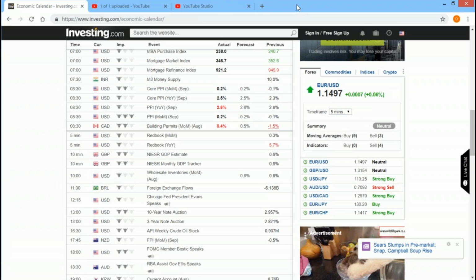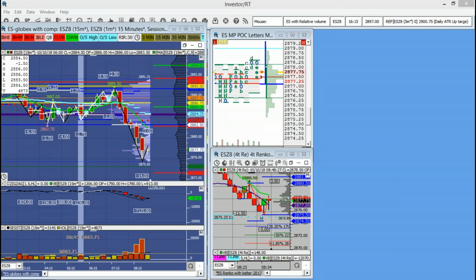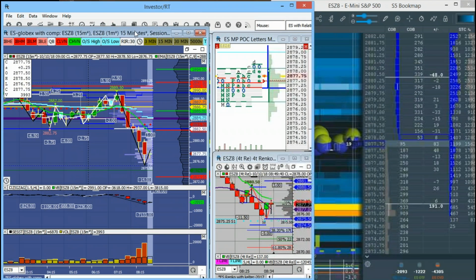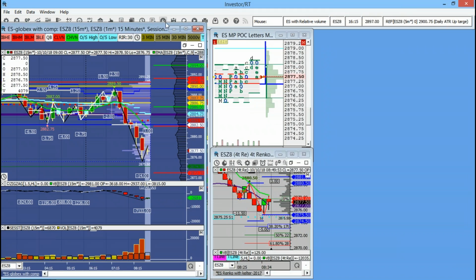But again, there's all kinds of headline risk right now out there in the world with the Brexits, the Italys, the Fed, China, you name it. It's really been headline news that has been driving this market.